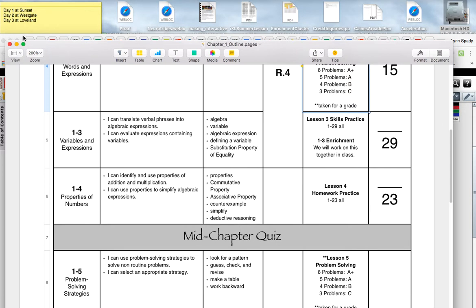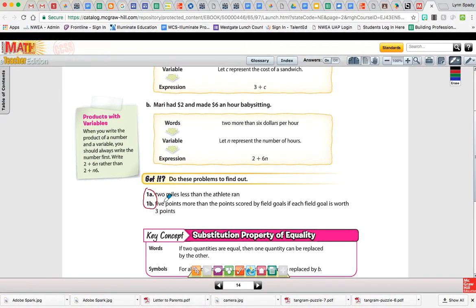So for your note sheet, we're going to look through 1A and B. 2 miles less than the athlete ran. Well, in this, we don't know how much the athlete ran, so I'm going to define a variable. I can use the letter A, I can use the letter X, I can use whatever letter I want. There are some letters that we typically stay away from in algebra, like the letter L looks like the number 1, and O can look like the 0. So in this case, we're going to say the athlete ran A miles because we don't know that. And then 2 miles less than that would be minus 2, okay?